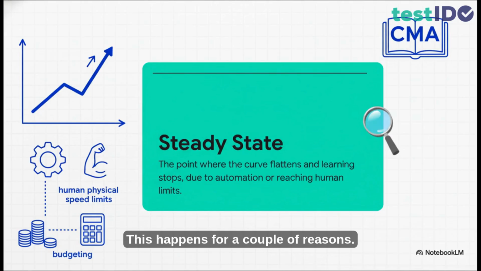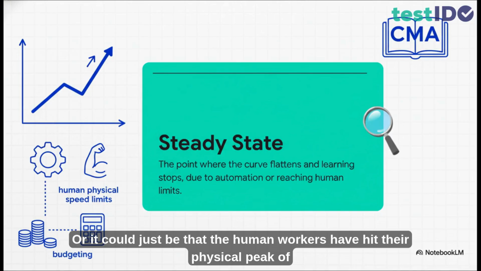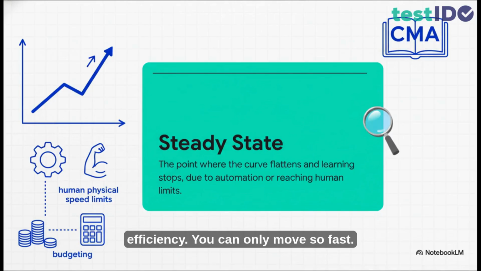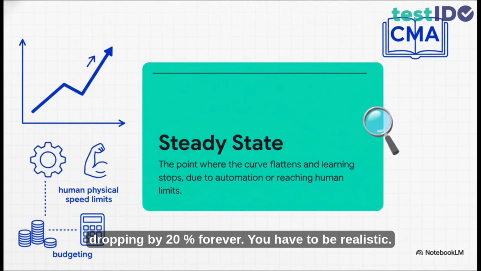This happens for a couple of reasons. Maybe the process becomes automated and a machine is doing the work now, and machines don't really learn. Or it could just be that the human workers have hit their physical peak of efficiency. You can only move so fast. And knowing this is so important for budgeting, because you can't tell your boss that labor costs are going to keep dropping by 20% forever. You have to be realistic.